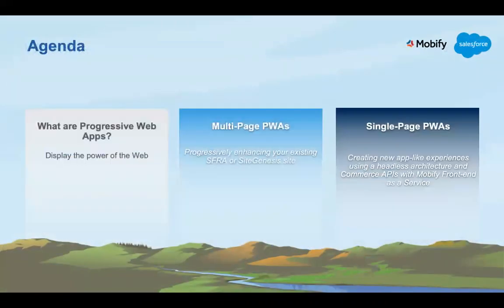So agenda-wise, I will probably be a bit light on a couple sections because those are where the Salesforce team were intrinsic in presenting material, but I will cover a subsection of what are progressive web apps. I'll cover very lightly what are multi-page PWAs, since that was mainly on the Salesforce side, and then I'll be going in depth into what are single-page PWAs and getting into how we can create app-like experiences using a headless architecture, using the Commerce Cloud APIs with our front end as a service.